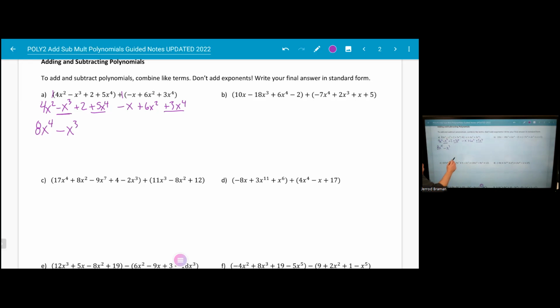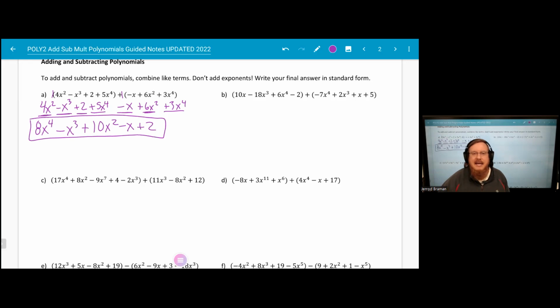I'm looking for squared terms now. I've got 6x squared and 4x squared. They're both positive. This becomes plus 10x squared. I have one term with x, it's minus x, and one constant, plus 2. There we go: 8x to the 4th minus x cubed plus 10x squared minus x plus 2. I'm not saying that this is easy, but if you take your time and use your mathematical skills, you can get to the right answer, but take your time.